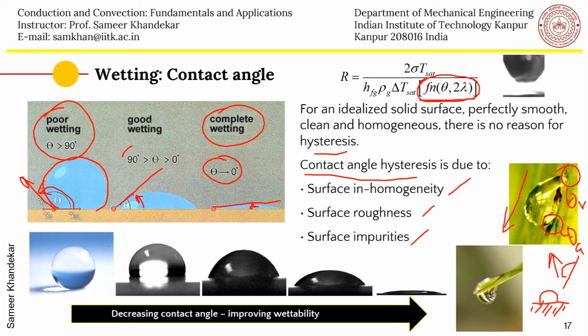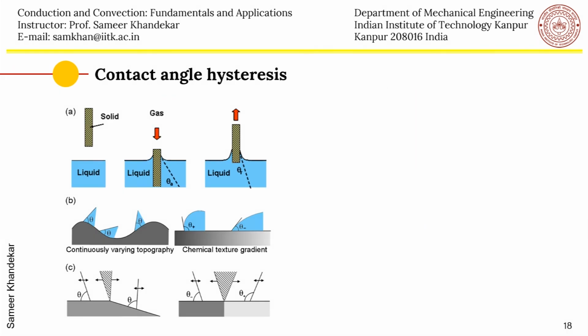You have a plate which can be dipped and taken out, and while you take it in and out, the angle which is measured here, while taking in and while taking out, there is a difference in the angle, and this can also give you an indication of the hysteresis which is present on this surface in combination with the present liquid.